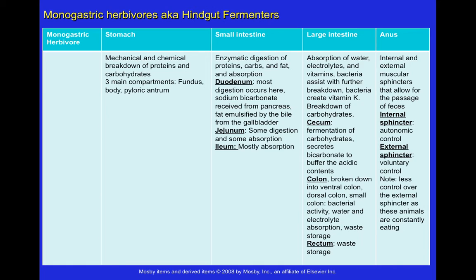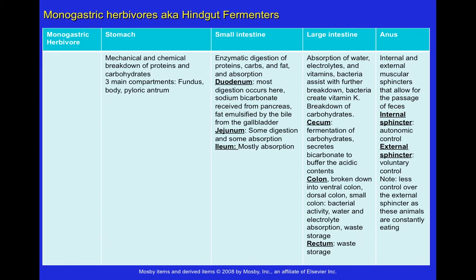So monogastric hindgut fermenters. Mechanical and chemical breakdown of proteins and carbohydrates happens in the stomach. Three main compartments, same as the others: fundus, body, pyloric antrum. Small intestine: enzymatic digestion of protein, carbs, and fats, as well as absorption. Duodenum, again, is where the most digestion occurs.